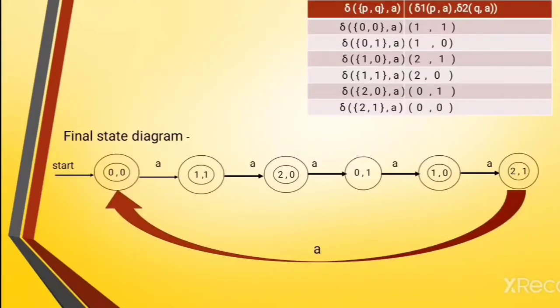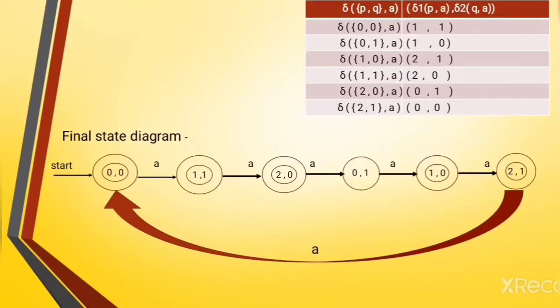After finding the relation, we have to write the final state diagram. This is the final state diagram. Previously, we obtained the combined set of states: 0,0, 0,1, 1,0, 1,1, 2,0, 2,1. Previously we have written the transition table, and using this table we have to write the final state diagram. Here, the starting state is 0,0.